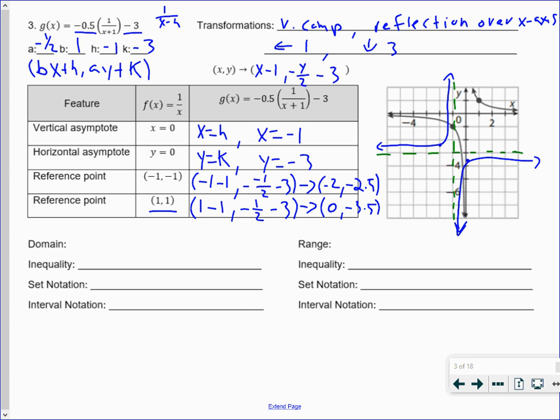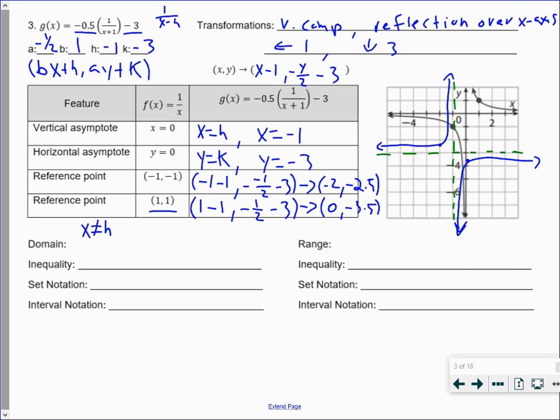Now we're going to figure out what our domain and range are. Our domain will be everything other than what happens at the vertical asymptote. So in this case, our domain is every x value other than when x equals h. x cannot equal h since that's our asymptote. We have nothing on the asymptote.